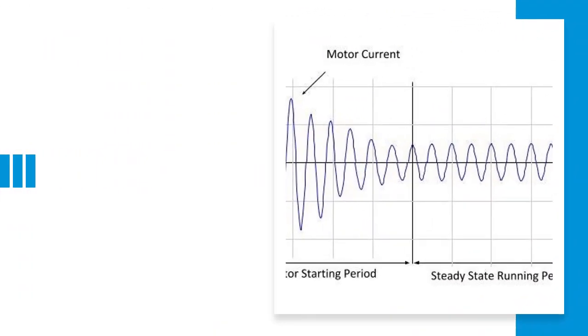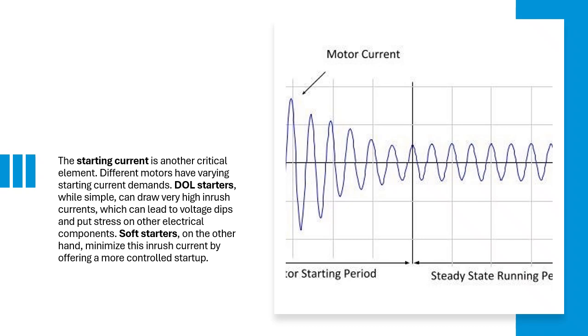The starting current is another critical element. Different motors have varying starting current demands. DOL starters, while simple, can draw very high inrush currents, which can lead to voltage dips and put stress on other electrical components. Soft starters, on the other hand, minimize this inrush current by offering a more controlled startup.